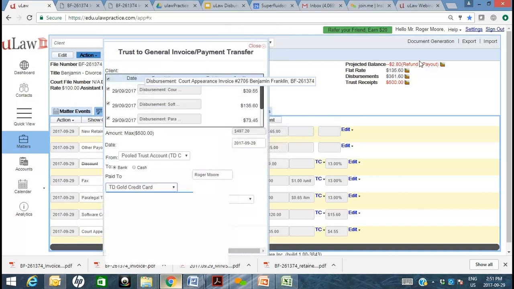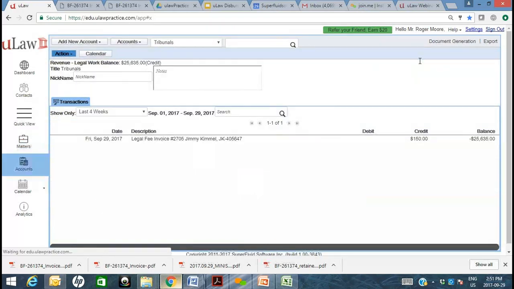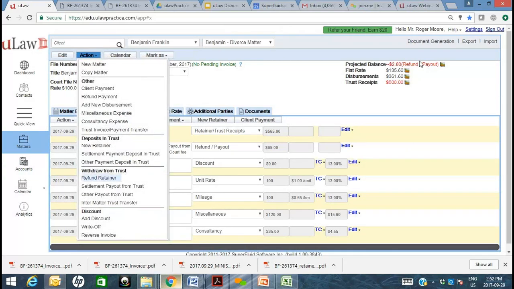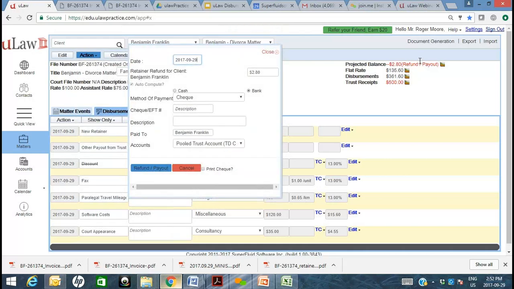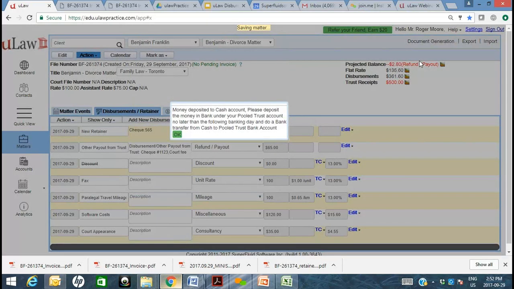So moving it from your trust to your general account, and I'm just going to assume you wrote yourself a check. Okay? There's about $2.80 left, so just like your discount, you can go back and refund that retainer. And it's $2.80, give them cash. Okay, and you just give them that cash. That's it.